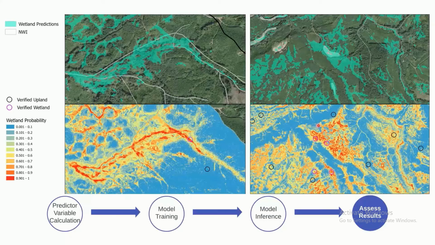And on the flip side of that, of course, all models are wrong, some are useful. We can see here where there is a known upland point, WHIM did do some wetland predictions, so maybe there is some additional training data we can introduce or another predictor variable we can introduce.